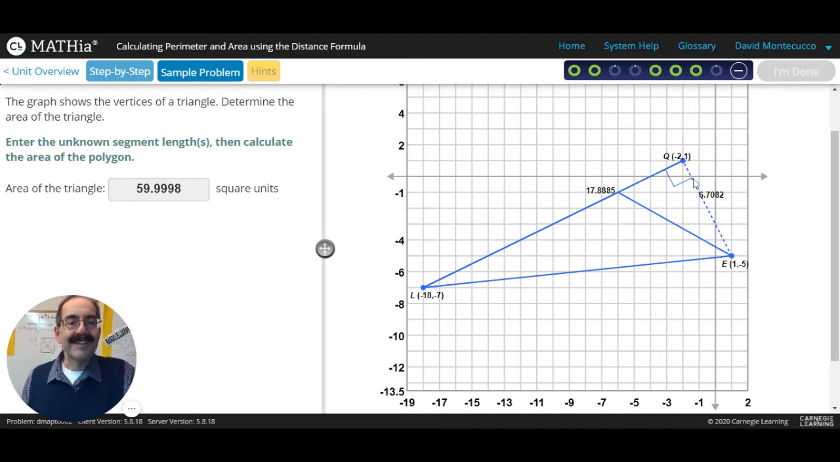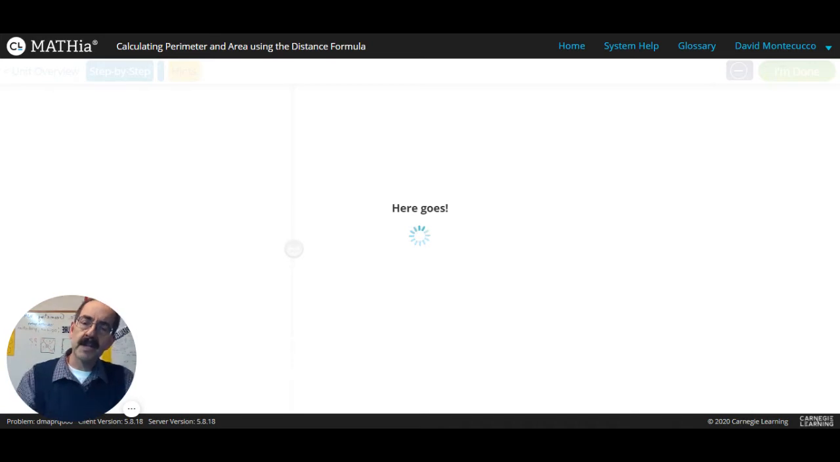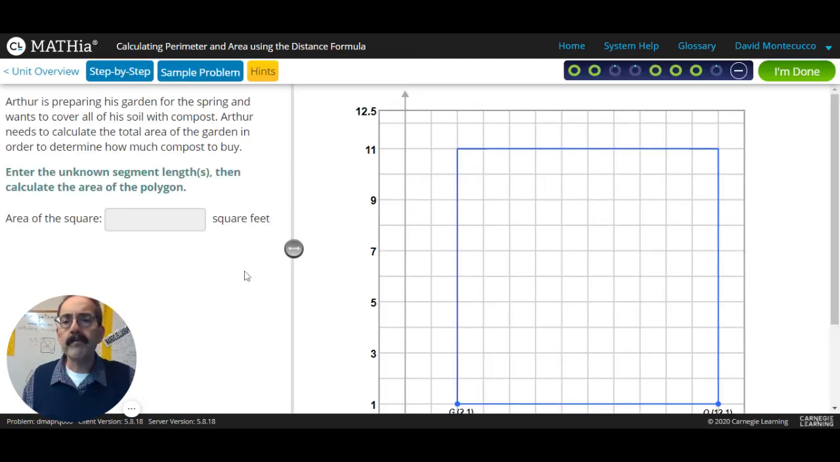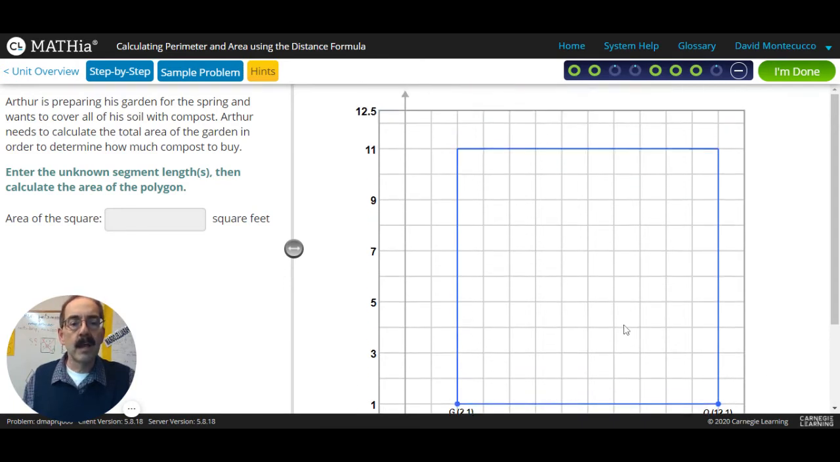And we'll move on. Okay, so got to use the solver, got to use the keyboard. Okay, and it's 1/2 length times width. Okay. All right, area of the square in feet. So what do we got here? We're just going to go from 2 to 12. So there's 10. And from 1 to 11, 10 times 10, 100.